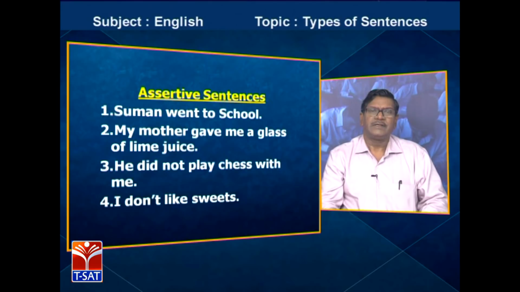And now, let us sum up assertive sentences. Someone went to school, my mother gave me a glass of lime juice, he did not play chess with me, I do not like sweets. The first 2 affirmative sentences, 3rd and 4, they are negative sentences.